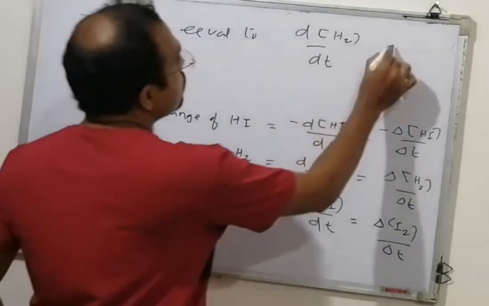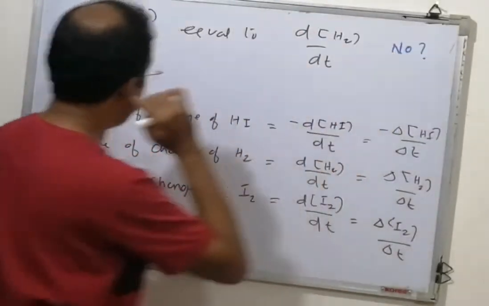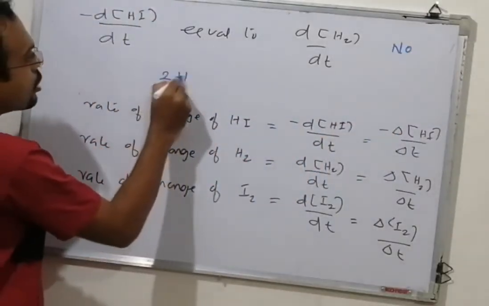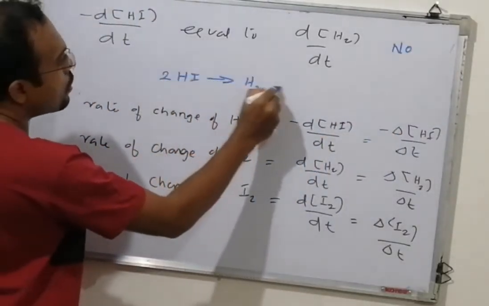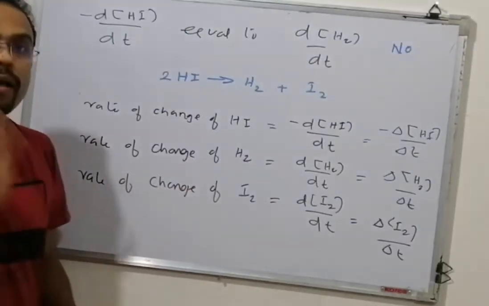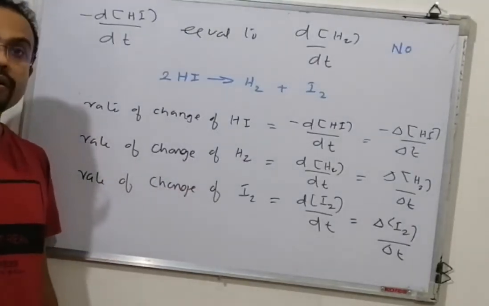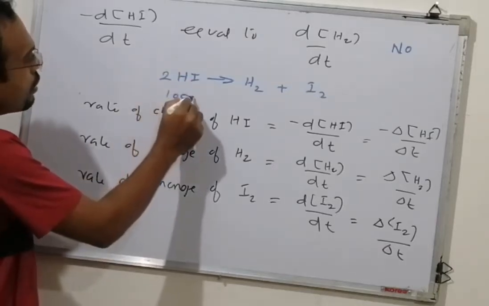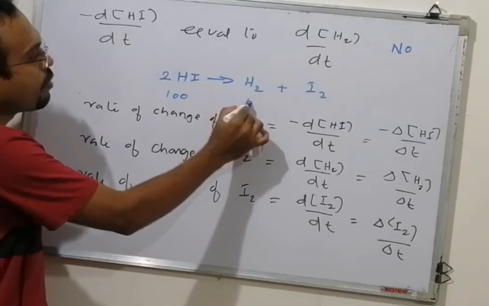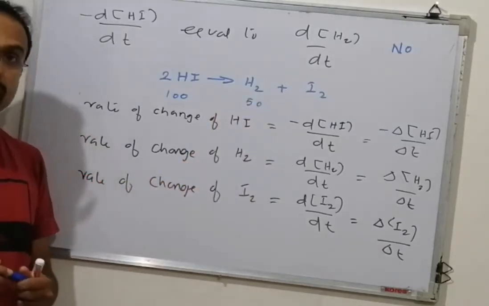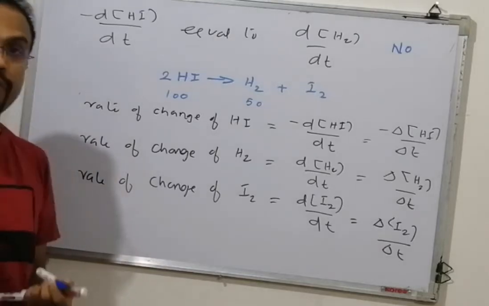No. Why no? Because this is our reaction: 2HI gives H2 plus I2. In a given time, suppose 1 minute, 100 molecules of HI react, only 50 molecules of H2 are produced. Therefore, their speed is not equal.